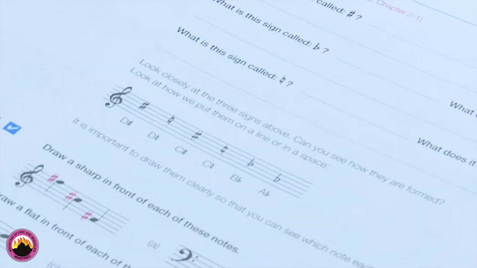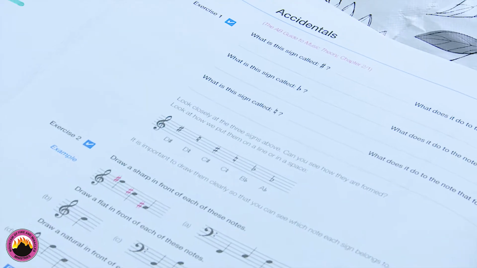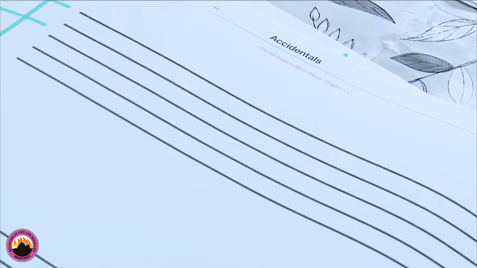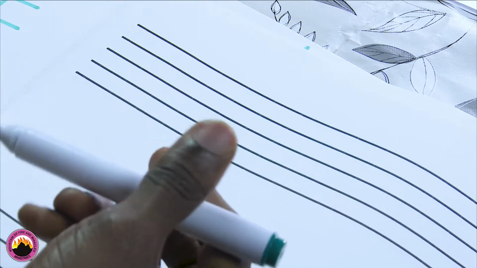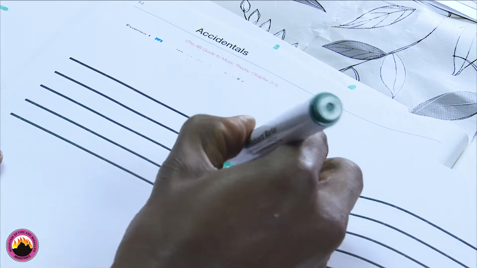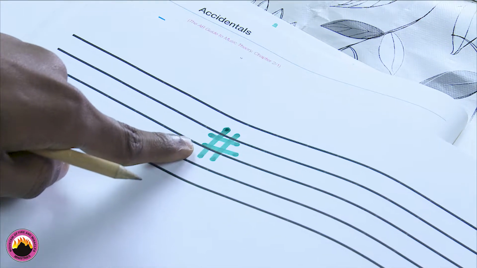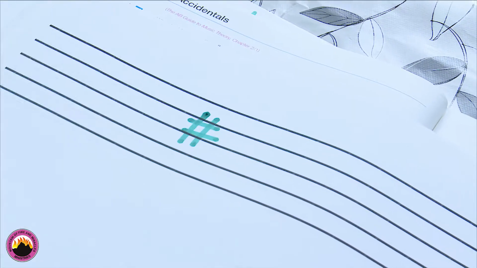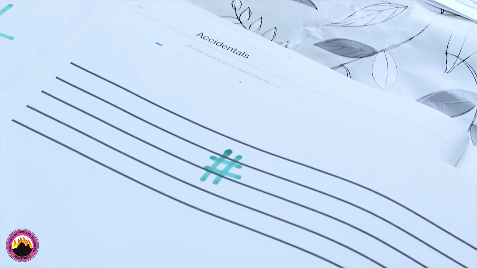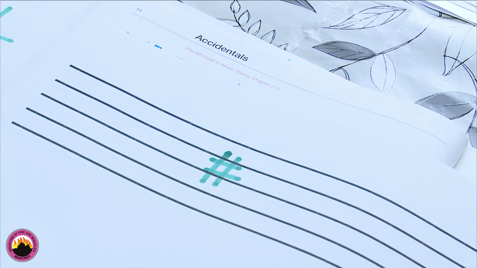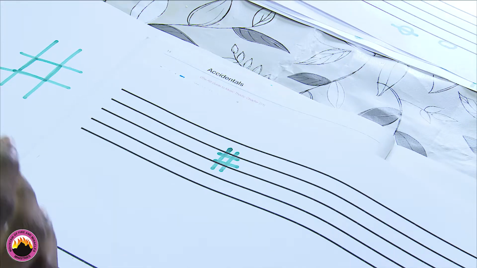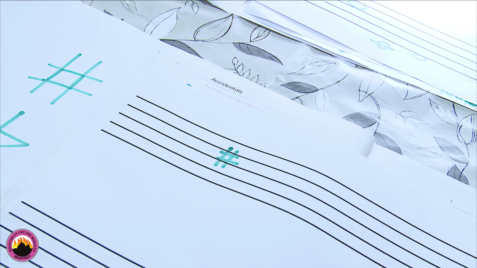So I want to show us a quick example here. Let's say we are expected to draw a sharp on the space. We have this. Now the most important part of the sharp is this middle section. If your sharp is supposed to be in a space, then that section should be in that space. It should not exceed that space, should not go outside that space.